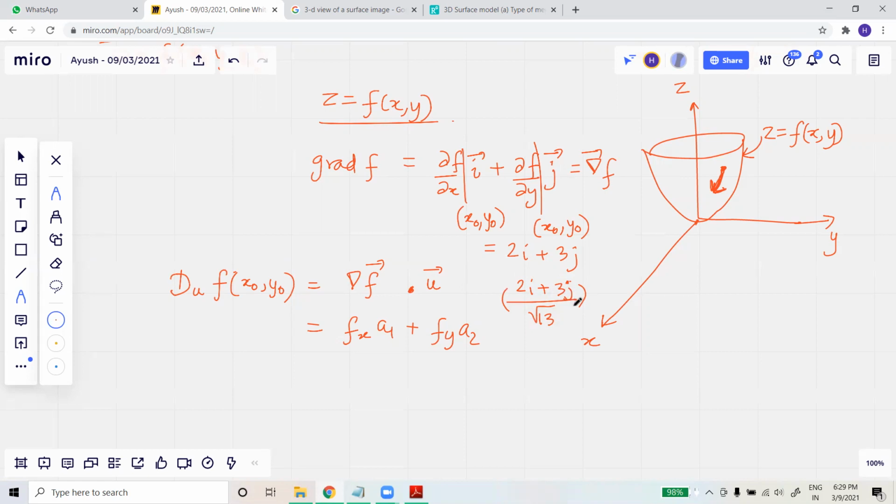Okay, are you understanding? So this is what we found for this, and then we can choose any u. We chose this u, that unit vector. If you do that and find the dot product, what will you get?